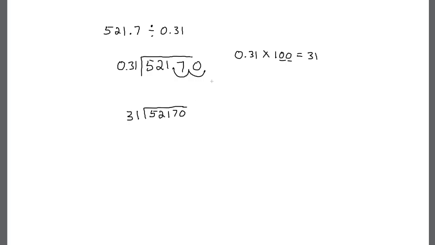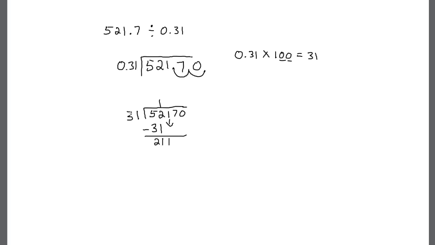And again, we're going to round this one to the nearest 10th. All right, so 31 goes into 52 one time. 1 times 31 is 31. I subtract, I get a 1 here and a 2 there. So 31 does not go into 21, so let's bring down a 1 here.